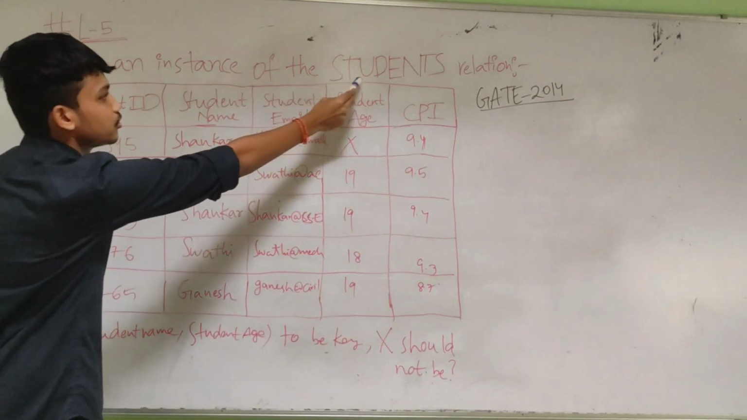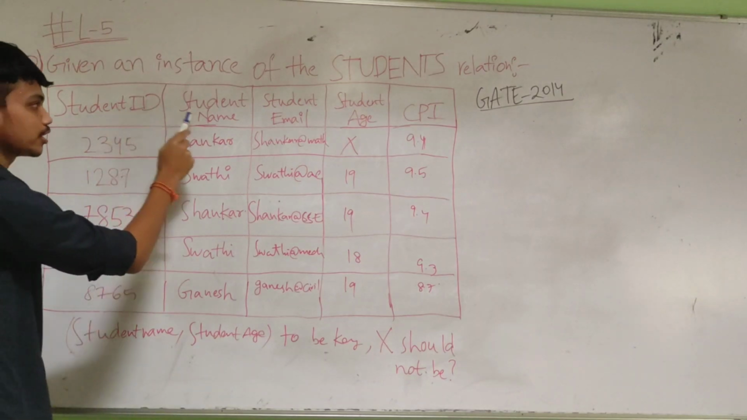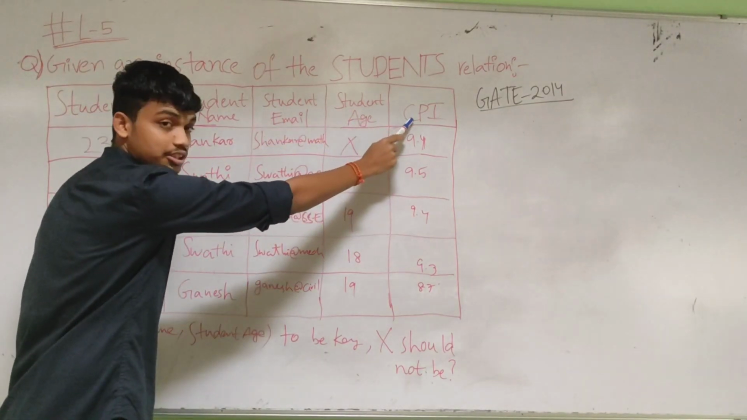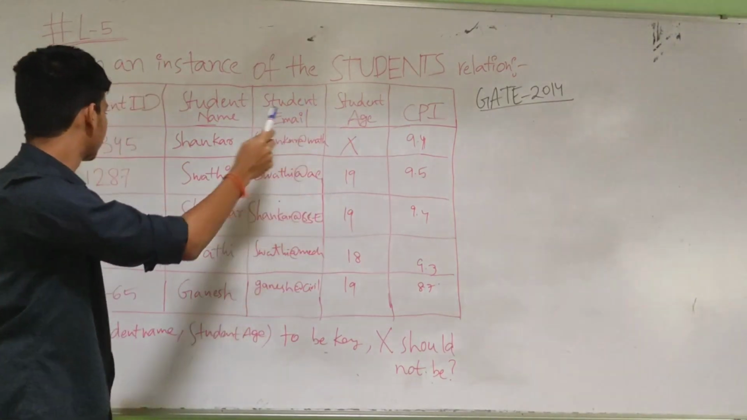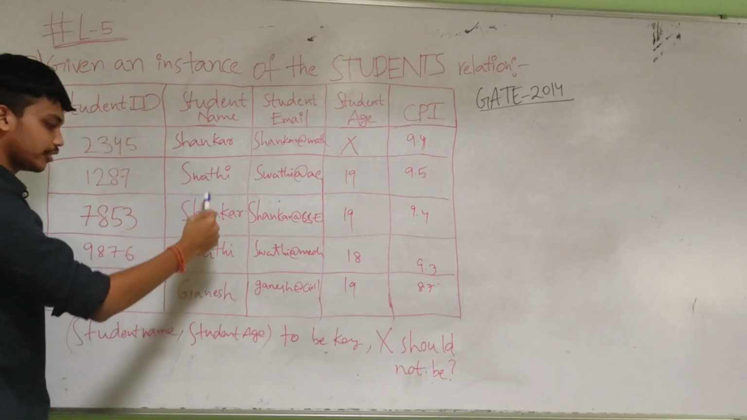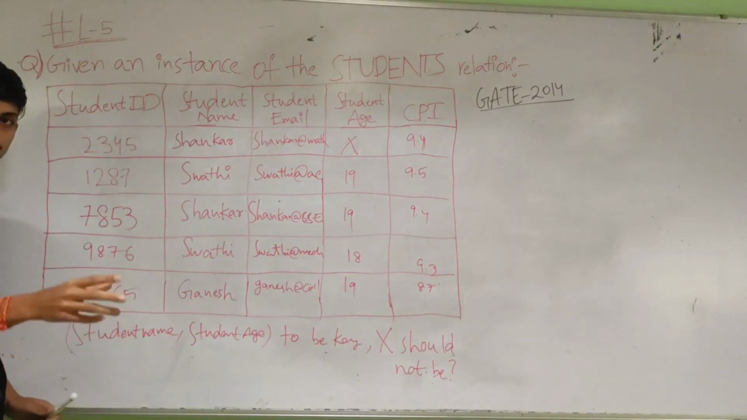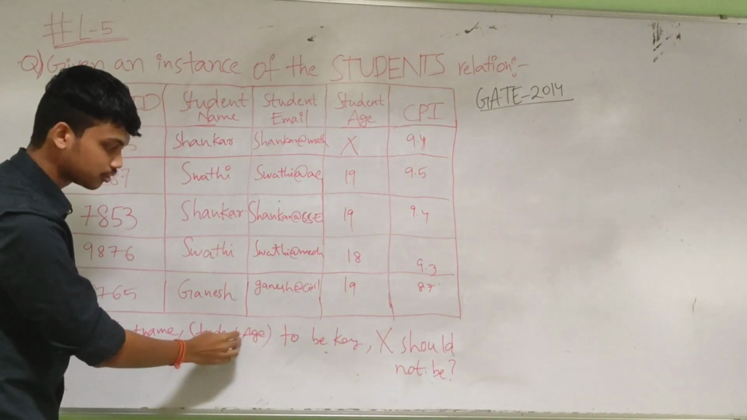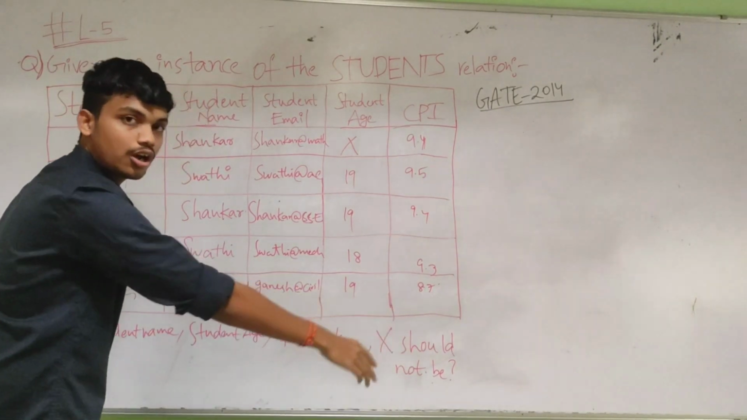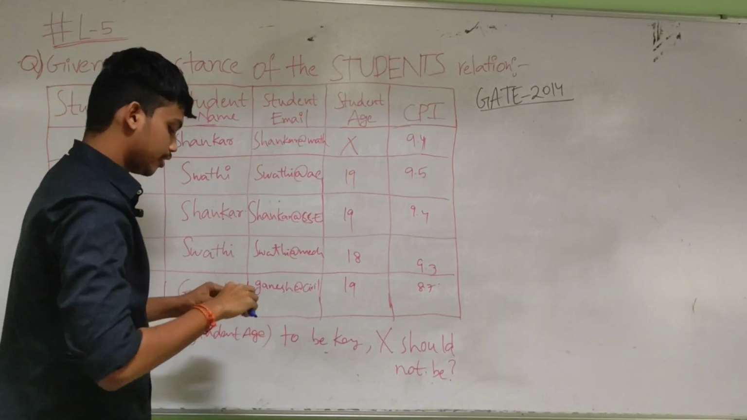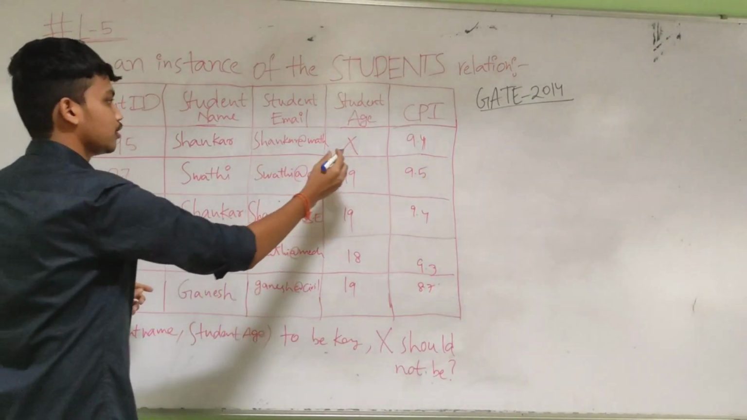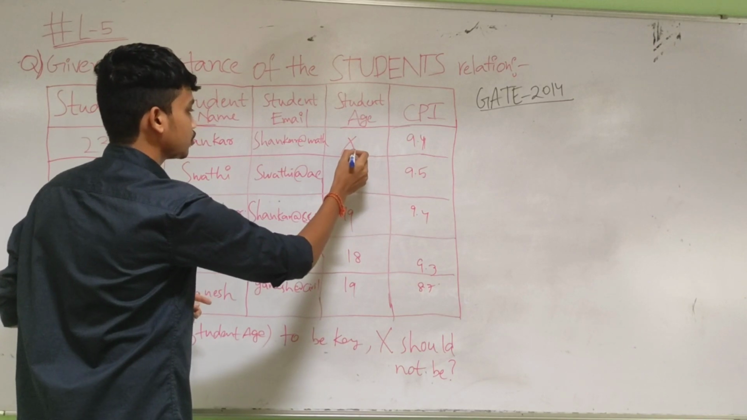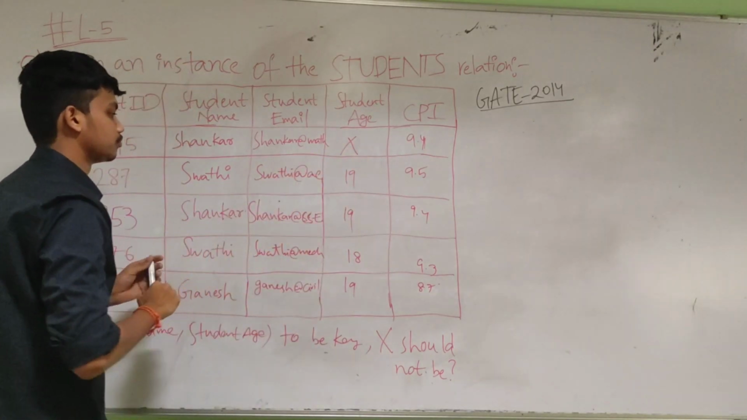Now look at this question. Given an instance of the student's relation: student ID, student name, student email, student age, CPI. These are all the attributes, and these are the values given. They are asking that for student name and student age to be the key, X should not be what? Let us say the X value is 18.